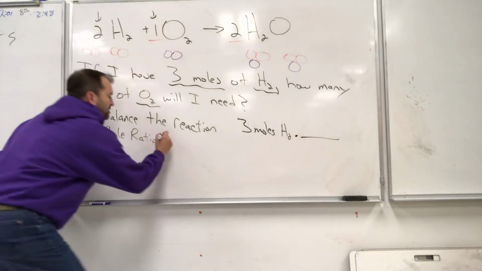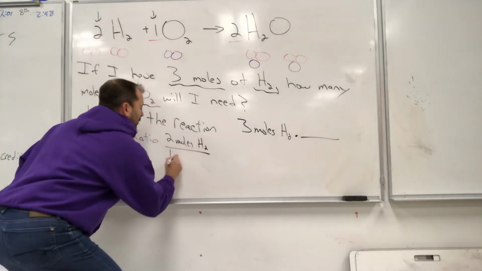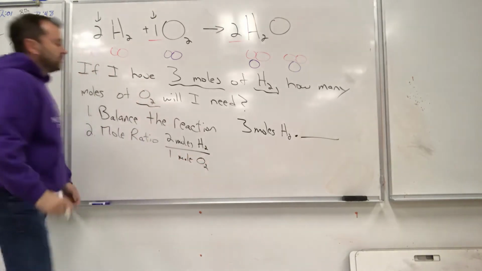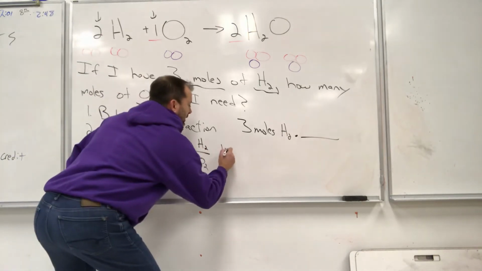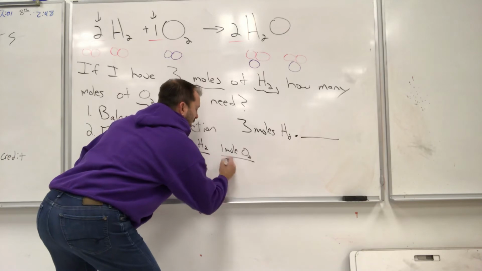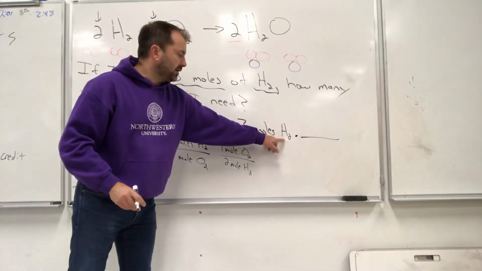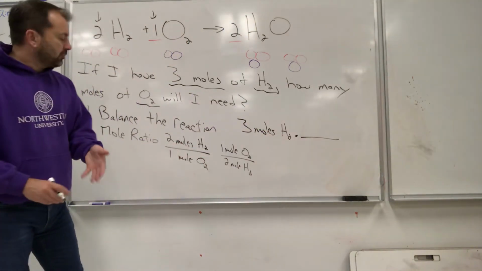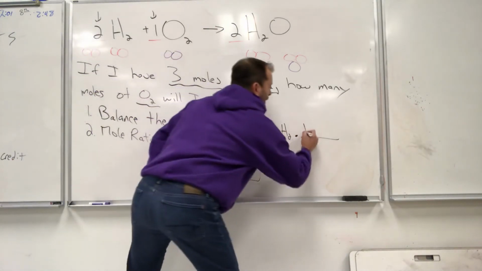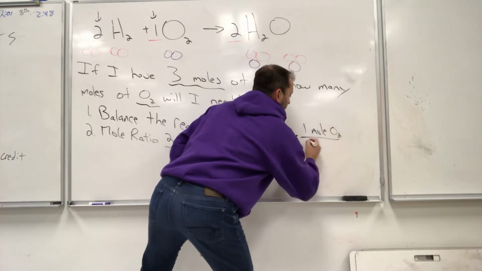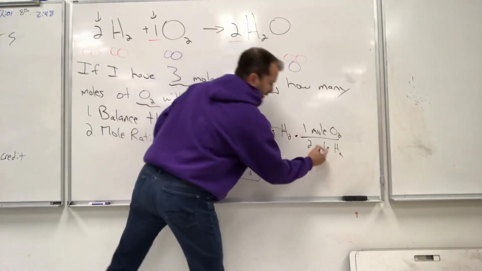So the way I can write this mole ratio is like this: 2 moles of H2 over 1 mole of O2. And now how I write this, I can flip it. I can write it this way, or I could write it this way. The way I'm going to write it here is the way that I want H2 to be crossed off. So I'm going to put H2 on the bottom. So I'm going to use this version of the mole ratio. Right? So then moles of H2 goes away.